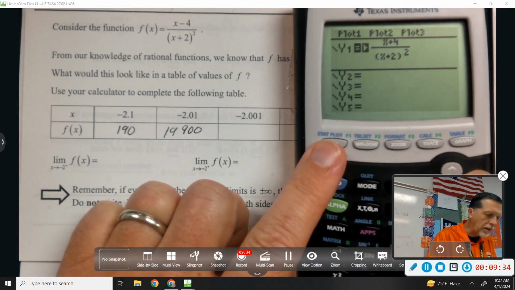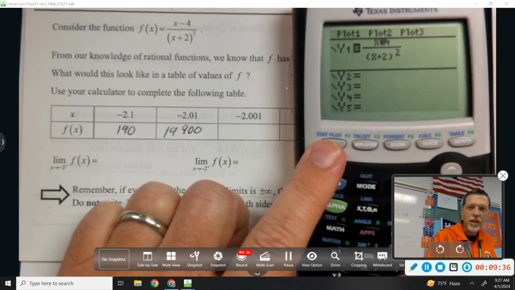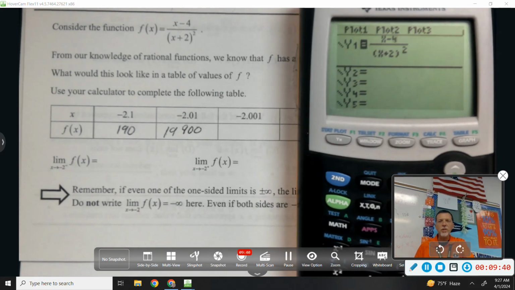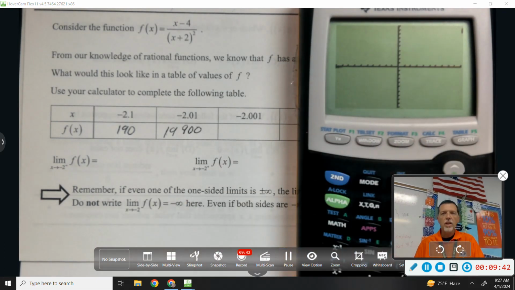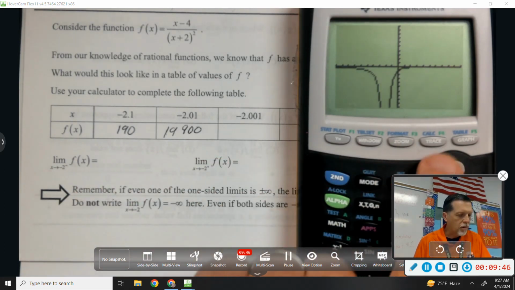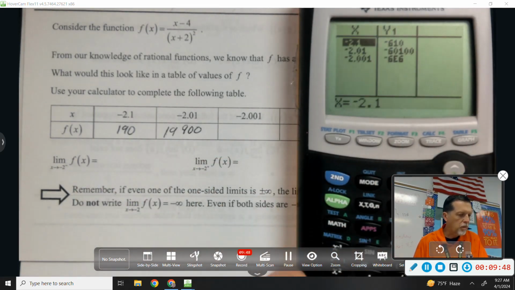Oh, I'm not right. I'm wrong, because I typed in the formula wrong. Should be x minus 4. Oops, I don't even want the graph, although that gives me the answer. Table.